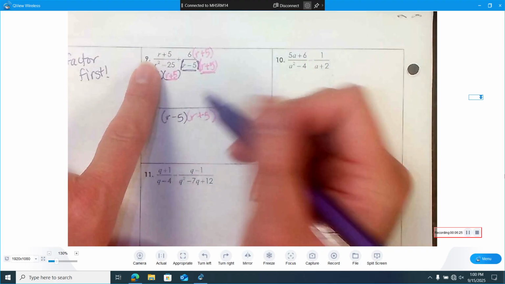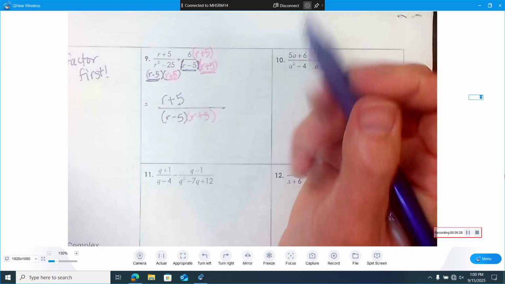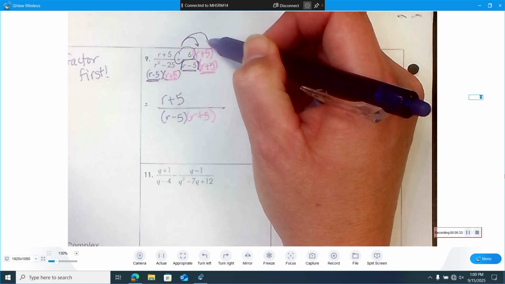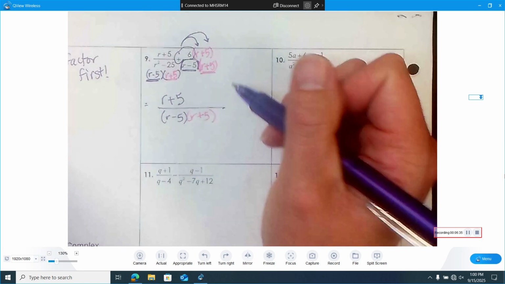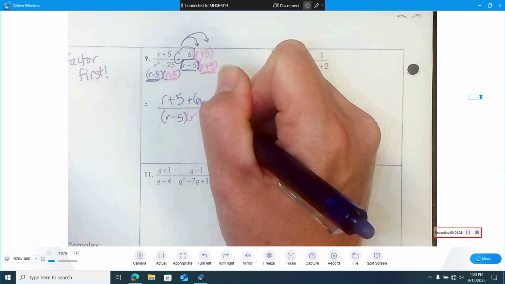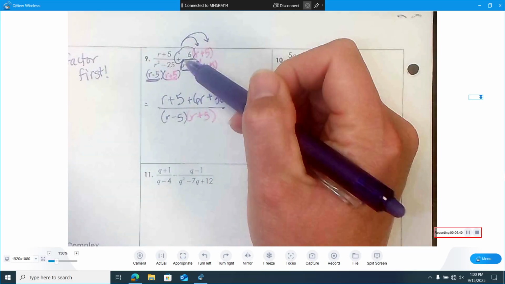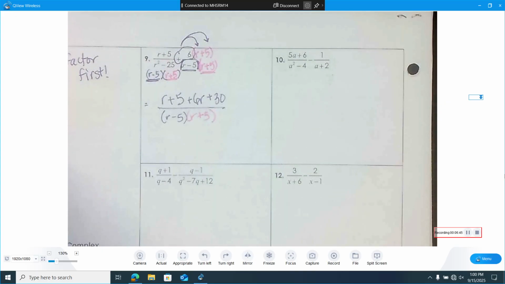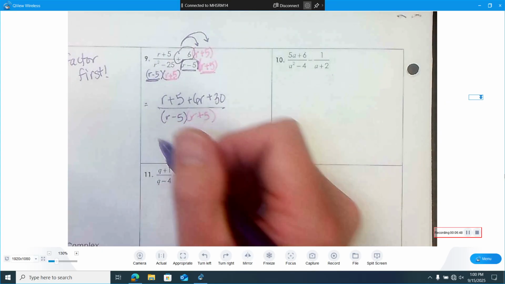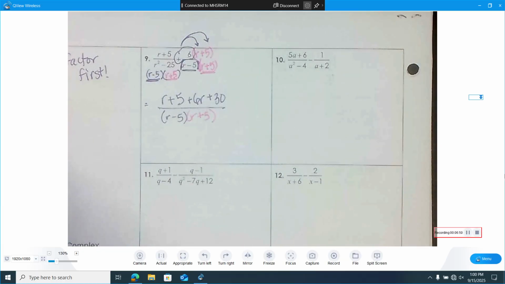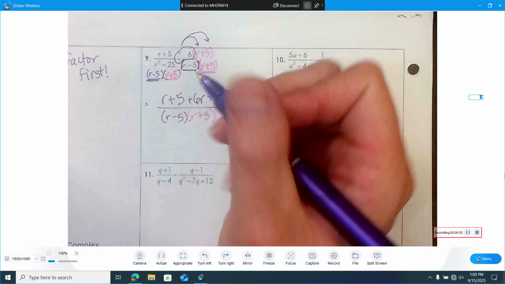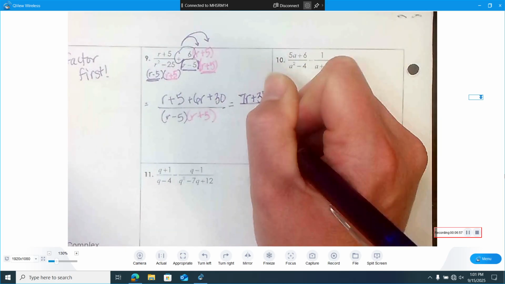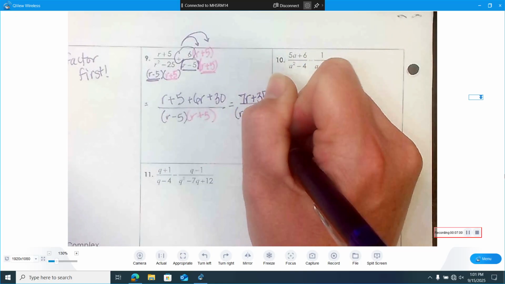So I have for my first fraction R plus 5. My second fraction, I'm distributing my 6 to the R plus 5. What is that going to give me? 6R plus 30. Yep, 6 times R is 6R. 6 times 5 is 30. And then we just need to combine like terms. What do we get there? 7 R's. All right, so I get 7 R's plus 35 over R minus 5, R plus 5.